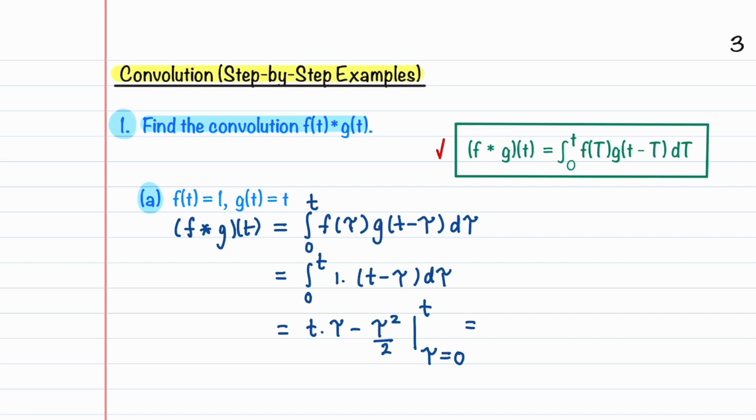Plugging in t, we get t squared minus t squared divided by 2, and then we subtract off our lower limit, and that's actually going to be 0 for each of these expressions. This gives us an answer of t squared divided by 2. Notice that our answer is a function of time.